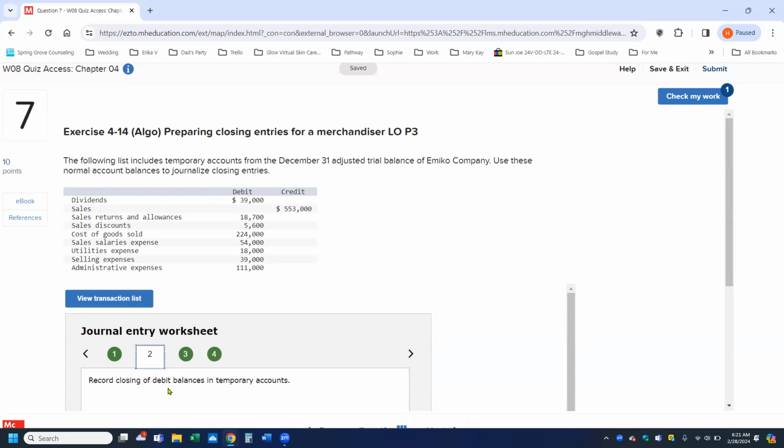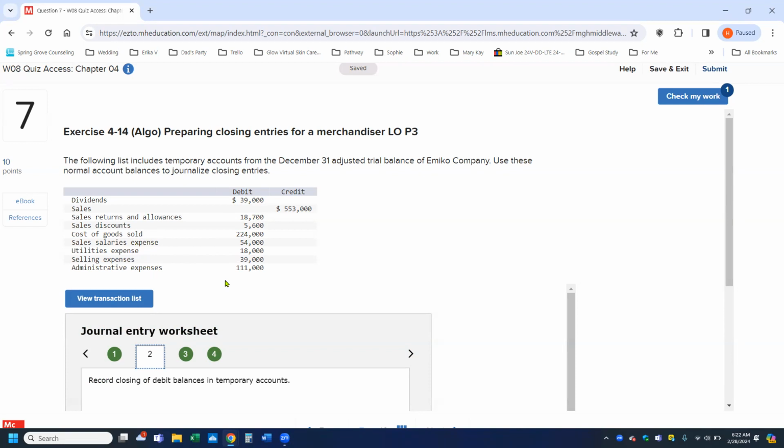Next is the debit balances, except dividends is a separate closing. So the debit balances are all the expenses. We have the new expense accounts of sales returns and allowances, sales discounts, cost of goods sold. And then the salaries expense, they just put sales in front of it. Selling expenses, they just put selling in front of it. And administrative expenses are a separate account for a manufacturing business. But it's also, again, just expenses.